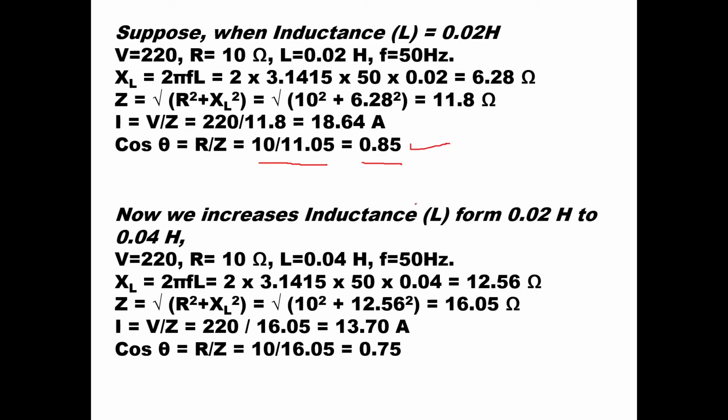Now if you increase the inductance from 0.02 to 0.04, and you do the same procedure, then the cos phi, that is R by Z, is equal to 10 upon 16.05, and in that case you will get 0.75.